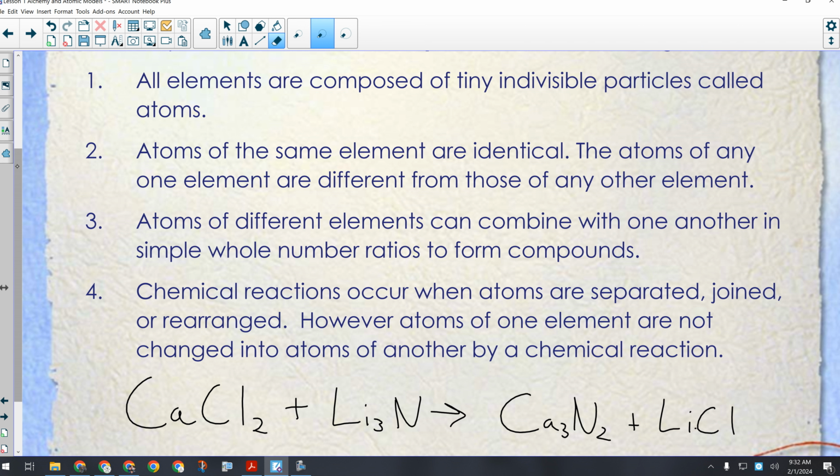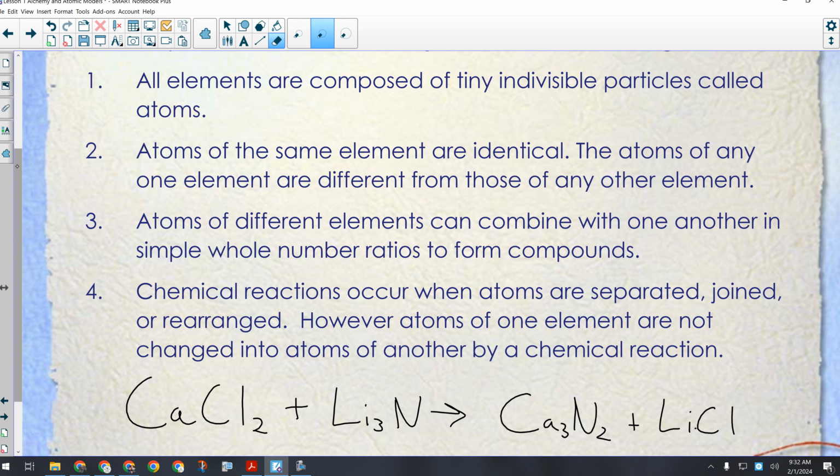If I put 10 oxygen atoms side by side, all 10 oxygen atoms are going to look identical. Is that 100% true? We actually know now that it's not 100% true. There are things called isotopes, which are slightly different versions of each atom. We're not going to talk about those in Science 10, but it's one of the first things you talk about in Chem 20. So the atoms of any one element are different from those of any other element. If I put an oxygen atom next to a lead atom, I'd definitely be able to tell them apart.